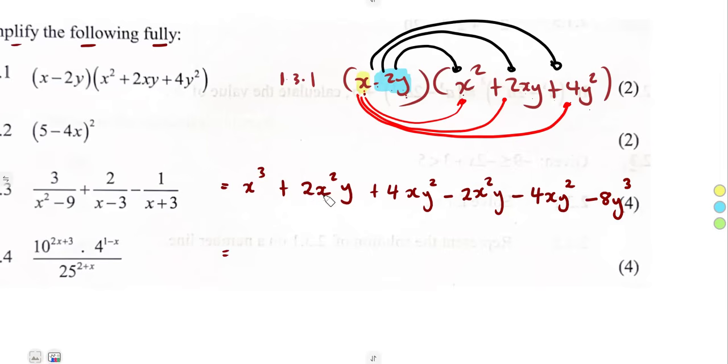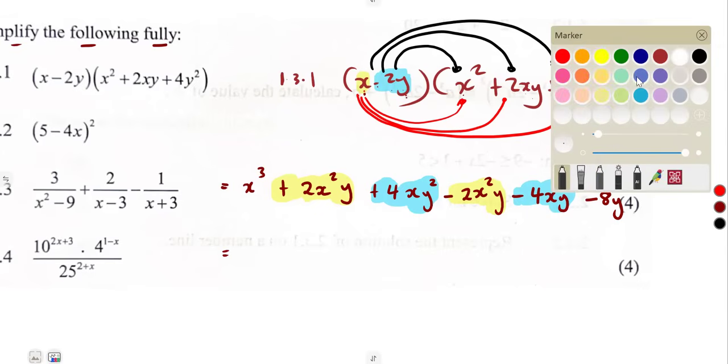All right, x squared y. This one, there is also x squared y here. 2x squared y minus 2x squared y, that was going to cancel. 2 minus 2, that's a 0. 4xy squared minus 4xy squared, these are like terms. So 4 minus 4, that's a 0. So those we're going to cancel.